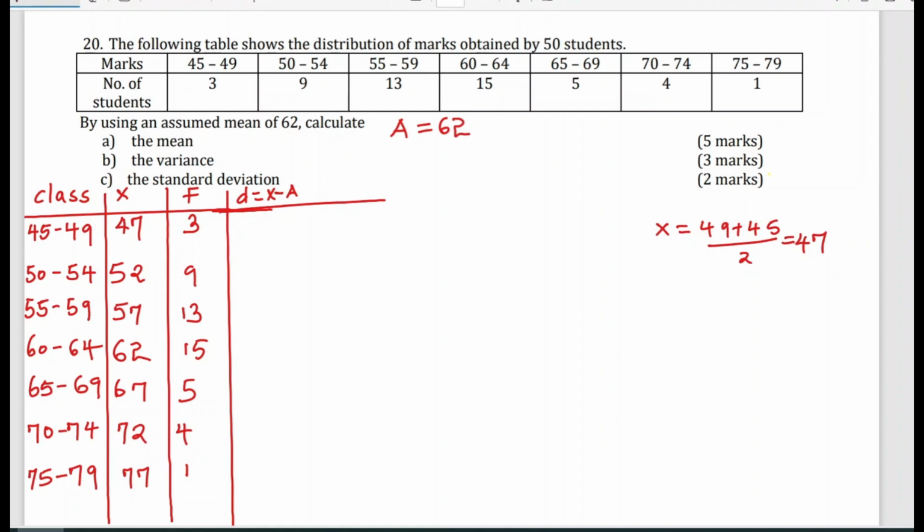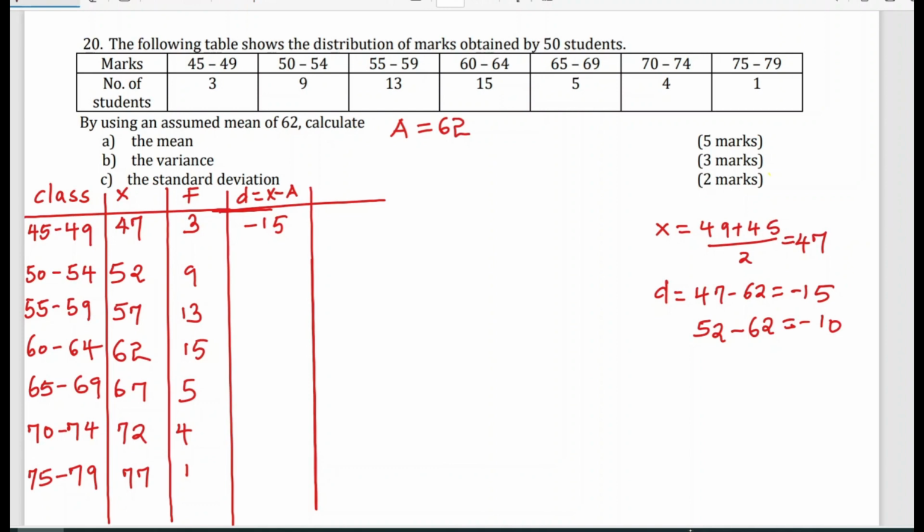So let us now get the D. The first D will be X, which is 47, minus 62. Just place it in a calculator. You are going to get negative 15. The next D will be X, which is 52, minus the assumed mean A, which is always 62. And this one we are going to get negative 10.